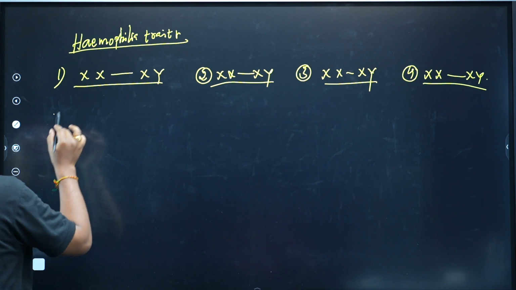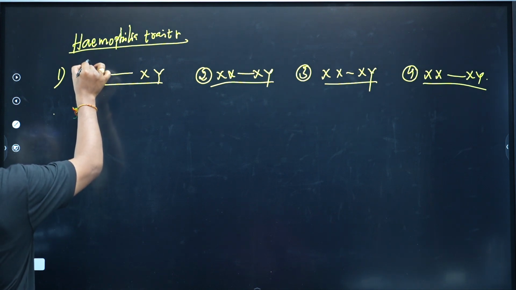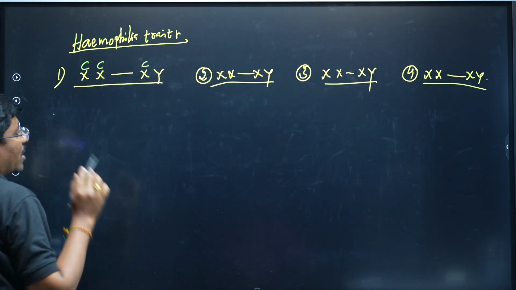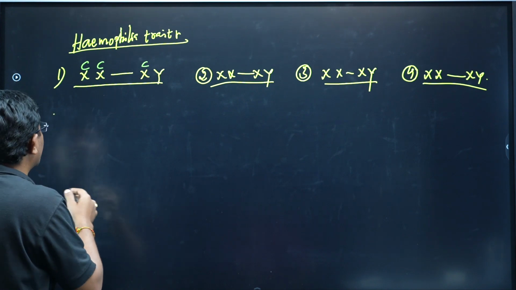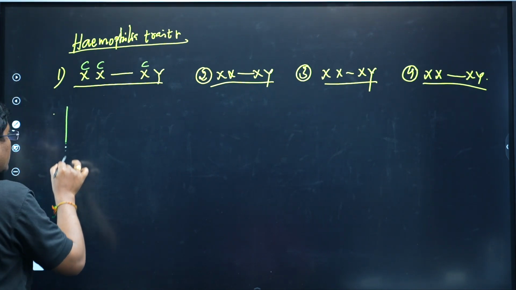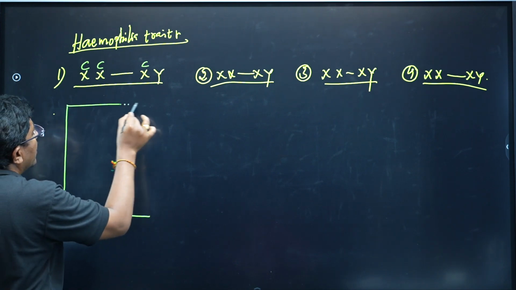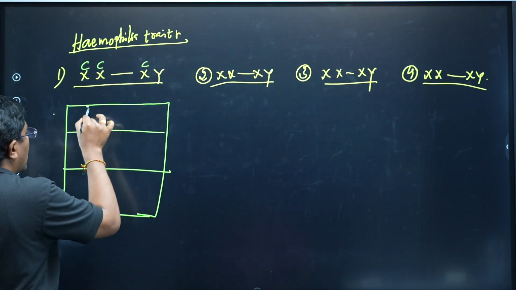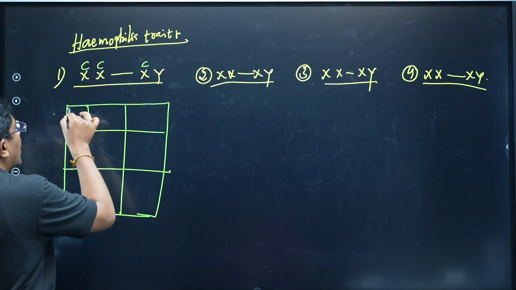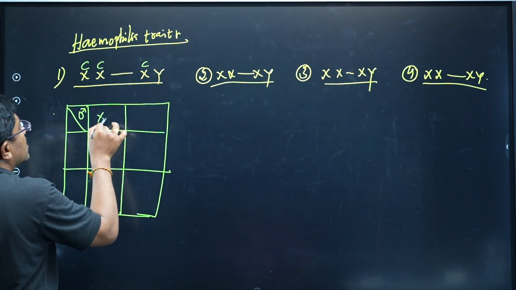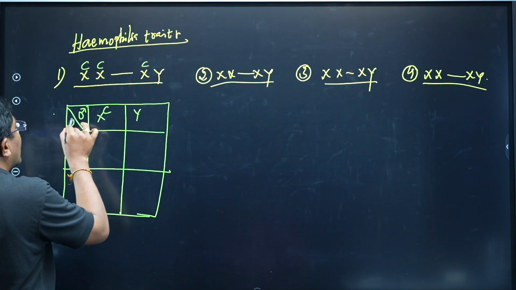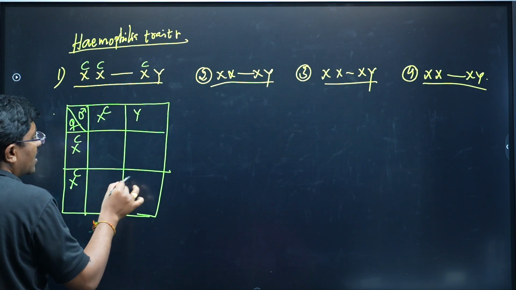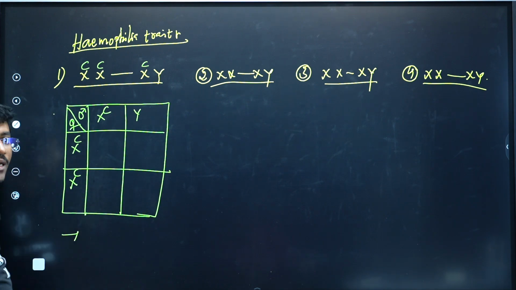So first, what is normal mother, normal father? What is the probability? You can do it by substituting in the Punnett chart. Already you know this very well. On one side male gametes X capital C and Y, on the other side female gametes X capital C. Then you can write the percentages.